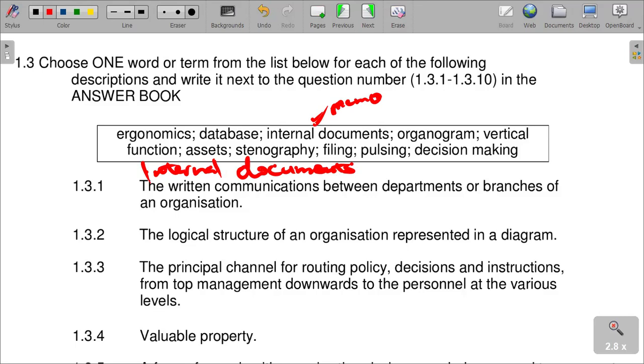And then the logical structure of an organization represented in a diagram, the flow of authority, the flow of communication, the flow of control within an organization that is represented in a diagram, that is an organogram. An organogram depicts the communication structure, the flow of power and authority within an organization. It is called an organogram, which is a diagrammatic representation of the communication structure within an organization.